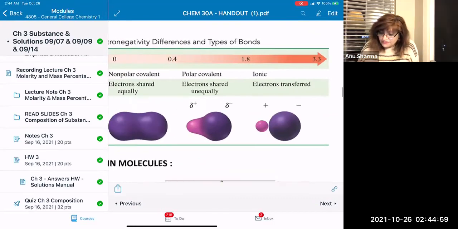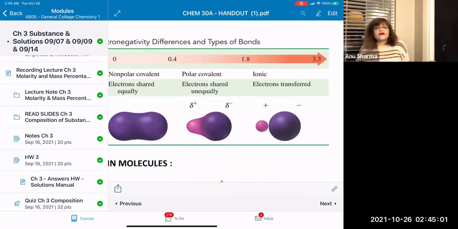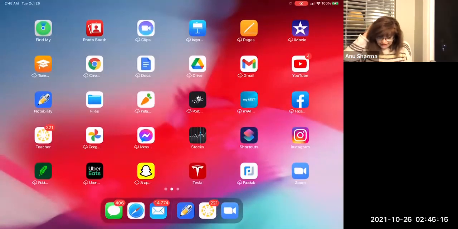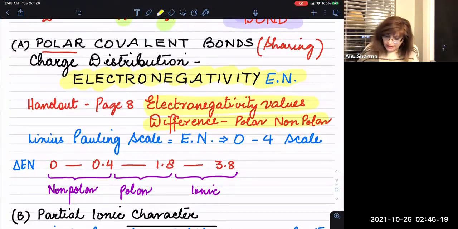So basically it's more in the case of ionic compounds, whereby the difference in the electronegativity of the atoms is from 1.8 to 3.3. Okay, that's the range. Look at that, sorry, that's not a periodic table, that's on your handout. And now we're going to look back here.